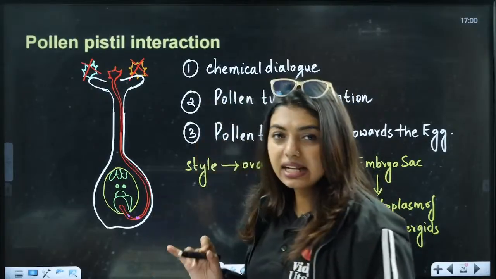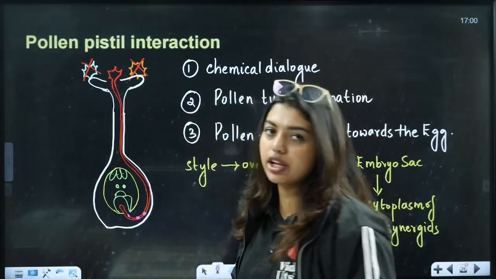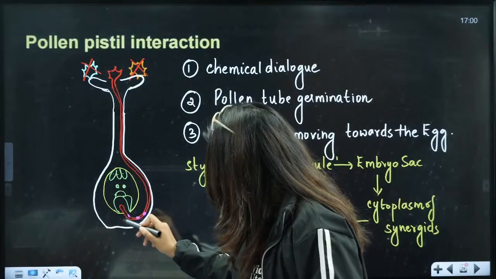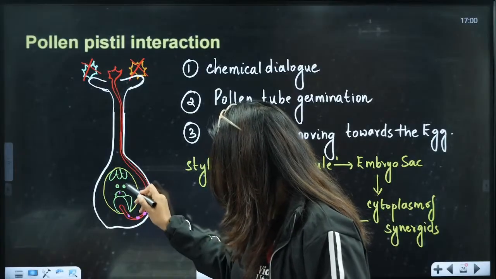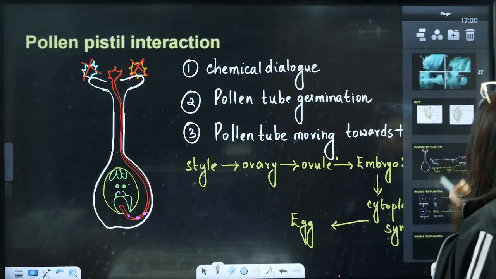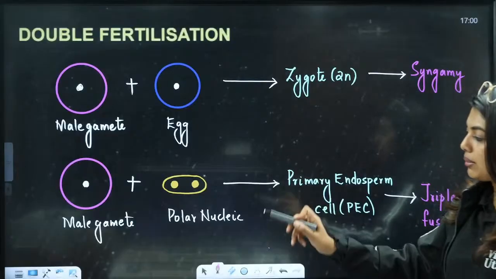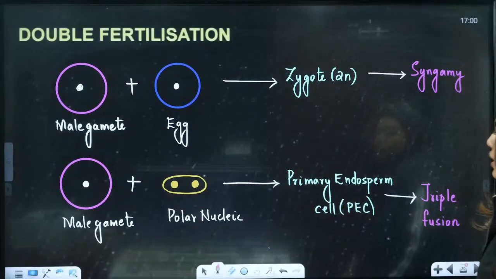The generative cell decides to do mitosis, so it will also form male gametes. One male gamete will go and fuse with the egg, and one male gamete will go and fuse with the polar nuclei. Okay? So in this process, what gets formed? We get one male gamete plus polar nuclei, which is called the primary endosperm cell, through triple fusion.